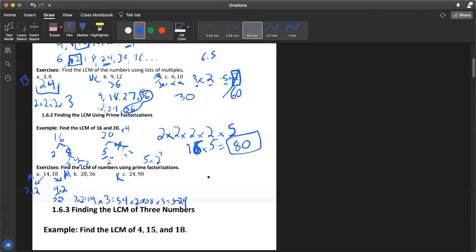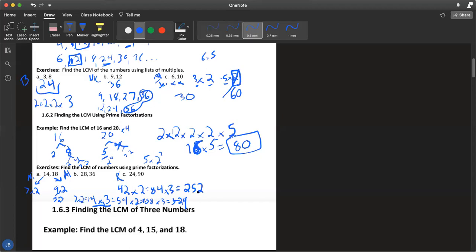324. 14 times 3. So I think we messed up right here. 14 times 3, I think, is 42. And then times 2, it should be 84. And then we times it by 3. And we would get 252, I believe. Go ahead, Jerry. What's that?